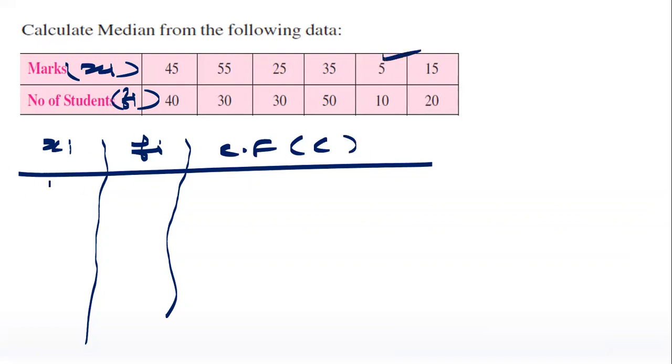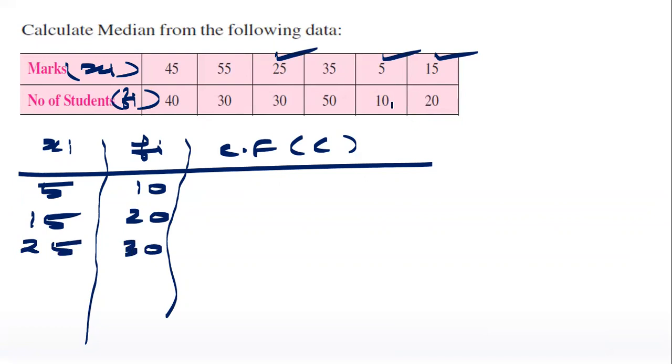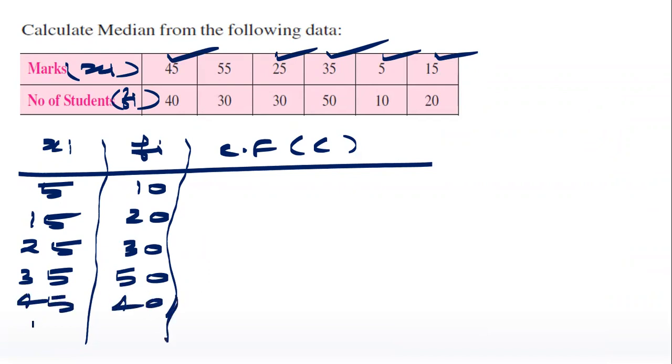For xi, we can see 5. We will arrange in ascending order: 10. Then we have 15, corresponding frequency is 20. Then we have 25, 30. Then we have 35, that is 50. Then 45, that is 40. Then we have 55, that is 30. First of all, we will find its sum and the number of observations.